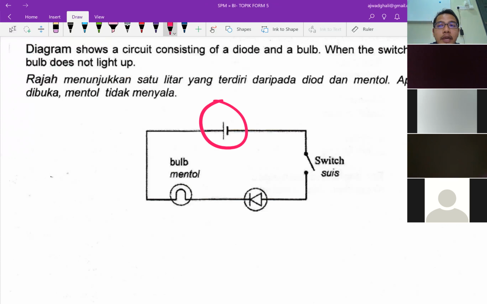So if you have a battery or DC, that means this question wants to ask you whether the arrangement is in forward bias or reverse bias. So is the arrangement in forward bias or reverse bias? Okay, good. Aina said in the chat room it is in reverse bias. Okay, good.